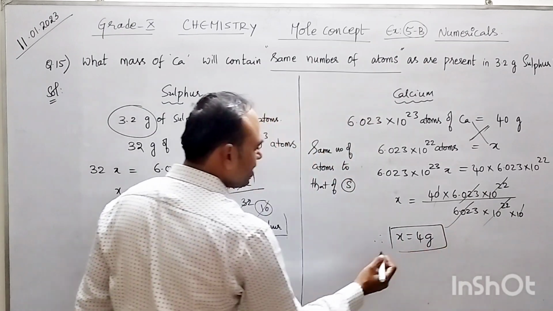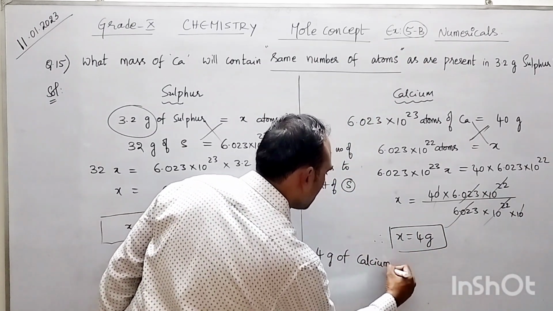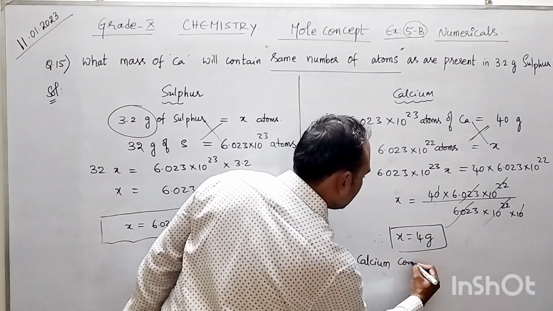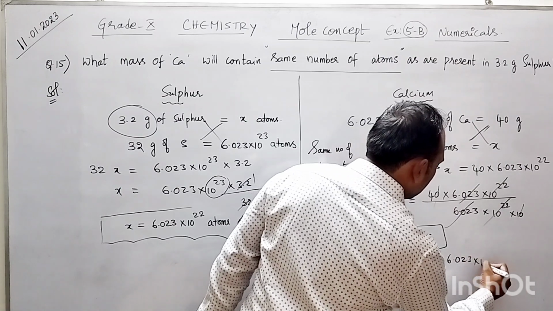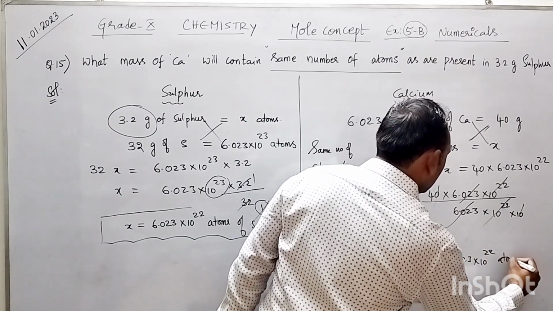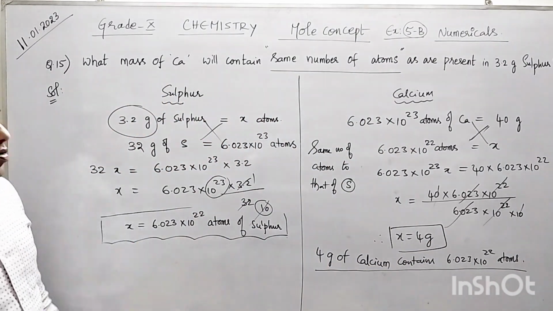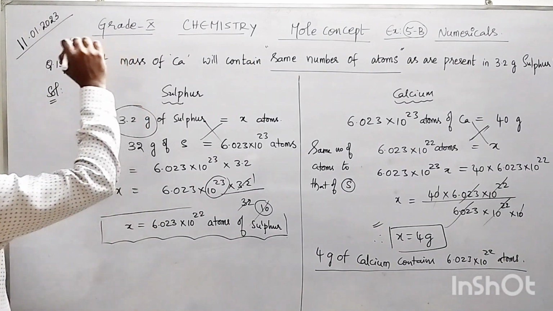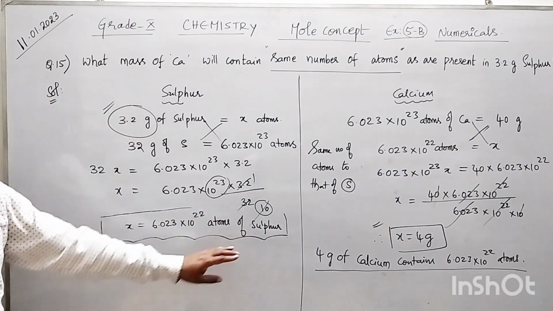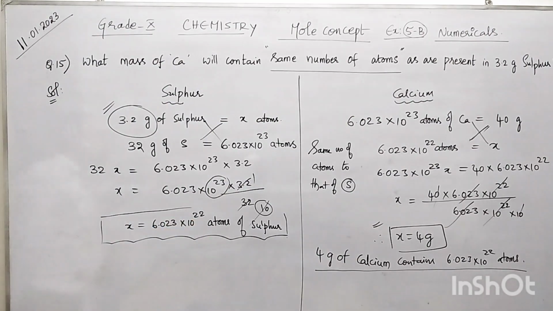Now we can say that 4 grams of calcium contains 6.023 into 10 to the power of 22 atoms, which is same as that of sulfur. So therefore take 4 grams of calcium, take 3.2 grams of sulfur, both will have same number of atoms, that is nothing but 6.023 into 10 to the power of 22. So make a note of the solution and we'll move to question number 16.